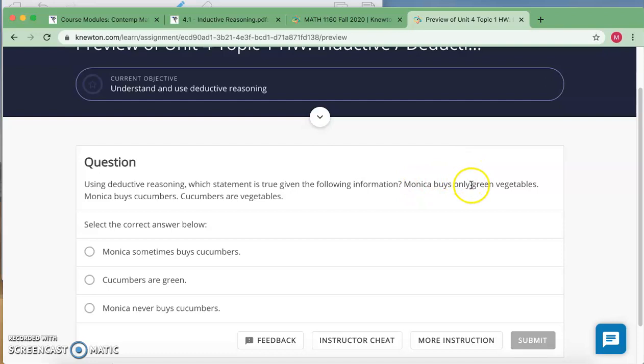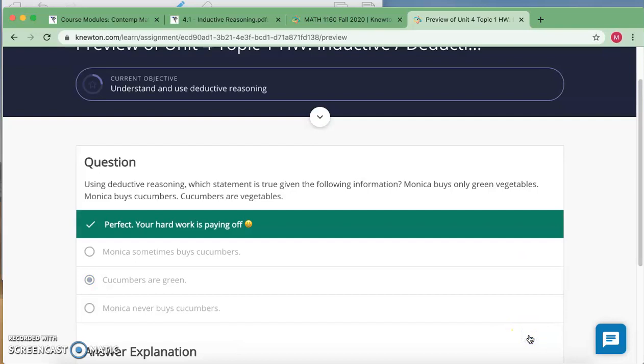Let's see. Well, Monica buys only green vegetables and Monica buys cucumbers. So we could use deductive reasoning to say that cucumbers are green. Let's go ahead and click that and see what happens. Perfect. Your hard work is paying off.